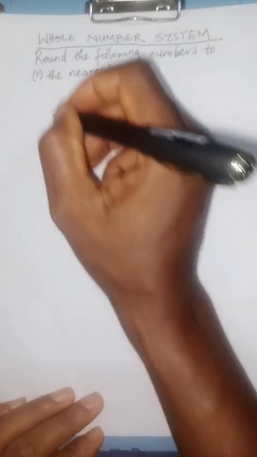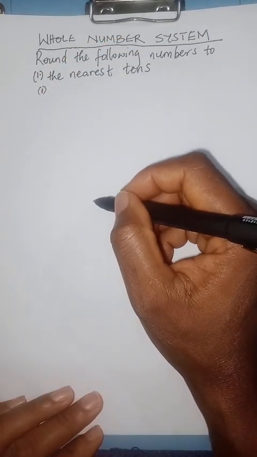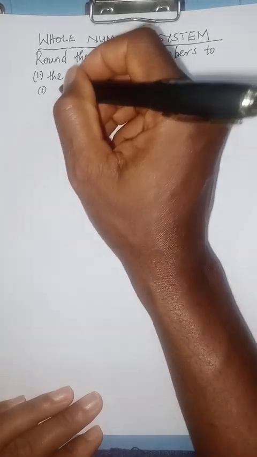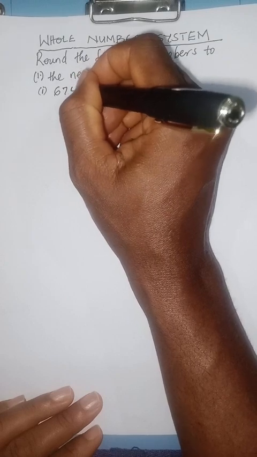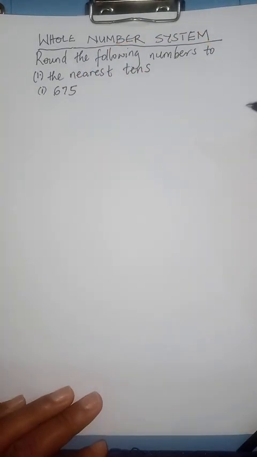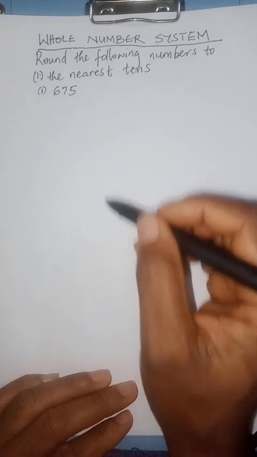Now let's assume I am given Roman figure 1, this number. Let's say I have 675. And the question says round it to the nearest tens. What will I do? Well, before you can be able to solve this question, there are things you must understand about the whole number system when it comes to rounding off numbers. Now let's start with this.